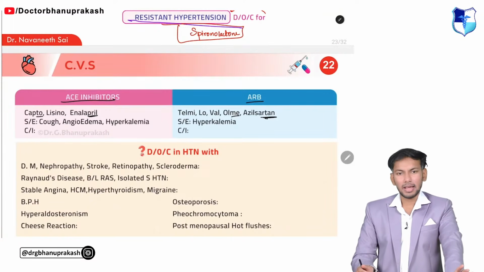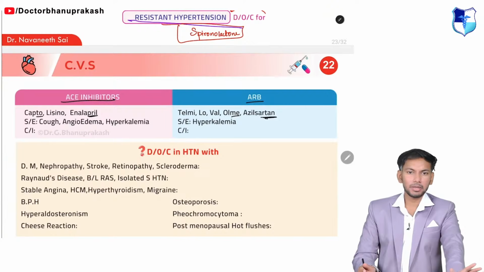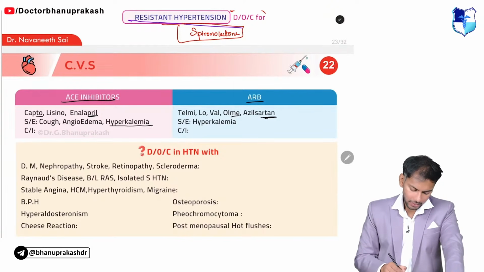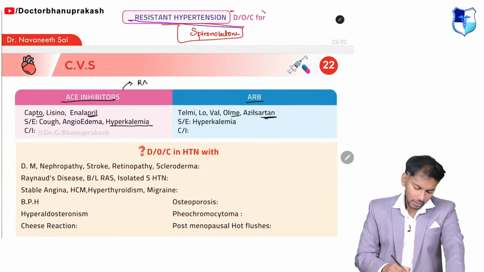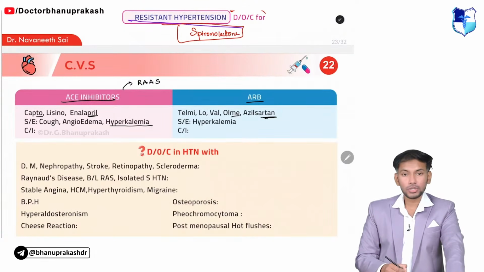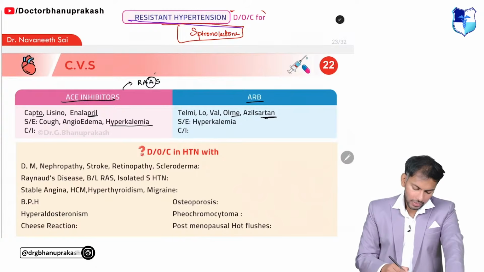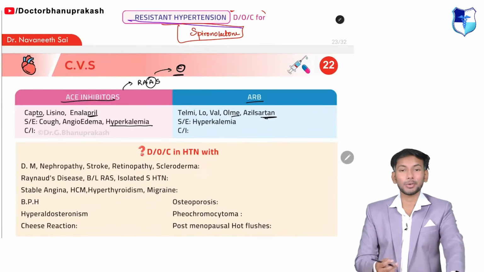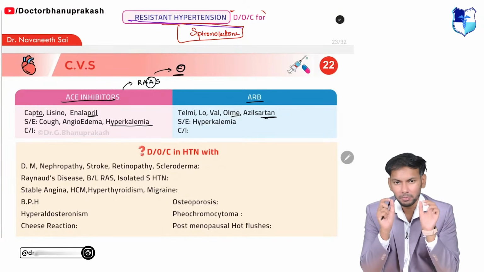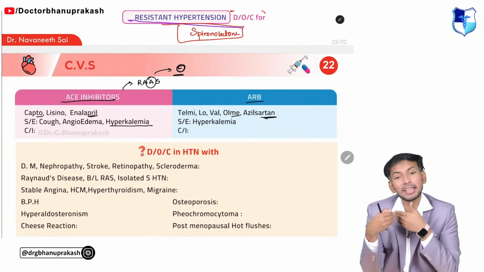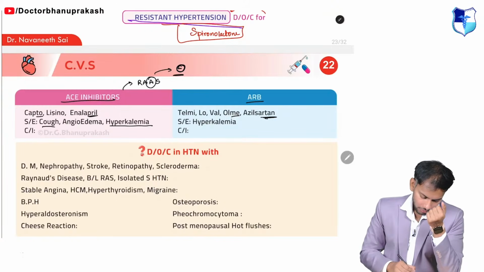Yes, all of these will have a side effect of hyperkalemia. Why do they cause hyperkalemia? Pretty easy to remember. I told you, ACE inhibitors will block the renin angiotensin aldosterone system. So if you are blocking this aldosterone, I told you it will cause hyperkalemia. That is why you see hyperkalemia in both of them. But in ACE inhibitors, you have extra side effects like cough and angioedema.